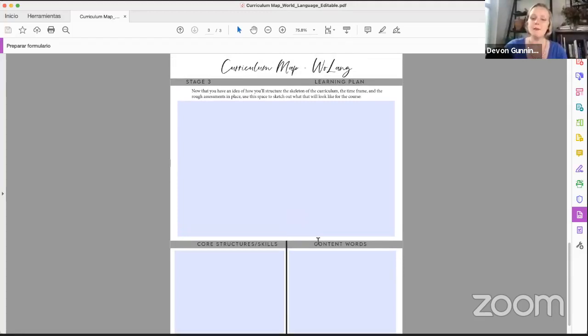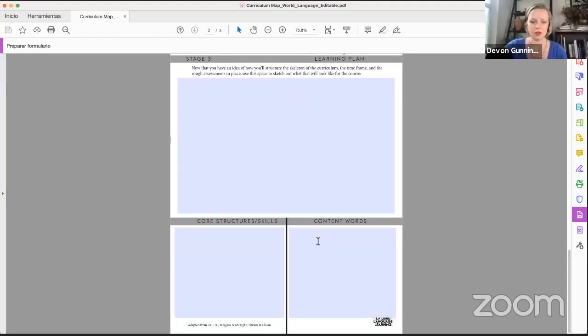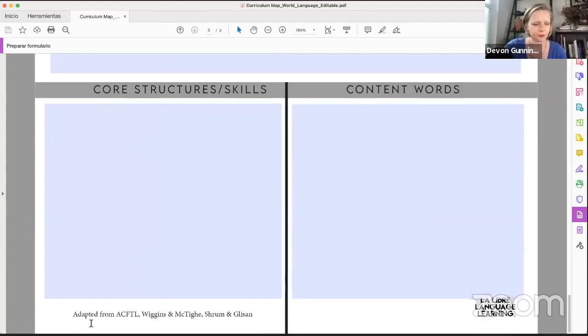This map is based off of 3 resources. So know that I kind of made this, but this is really adapted from a bunch of different sources. So I'll show you down here. This is adapted from ACTFL. A lot of the terms that are in here are from ACTFL.